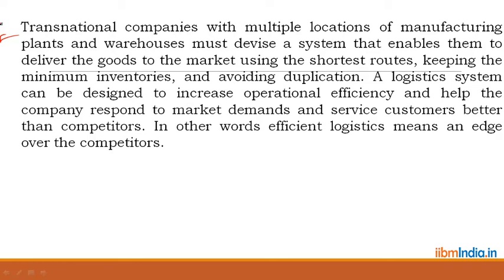So who are the transnational companies? All those companies which are running in more than 100 countries, we call transnational companies. In other words, we can say those companies are covering around 60 to 70% of the world population. As we know, transnational companies have multiple locations of manufacturing plants and warehouses and must devise a system that enables them to deliver goods to the market using the shortest route, so they can deliver the product in a very specific time period, keeping minimum inventory and avoiding duplication of products and services.